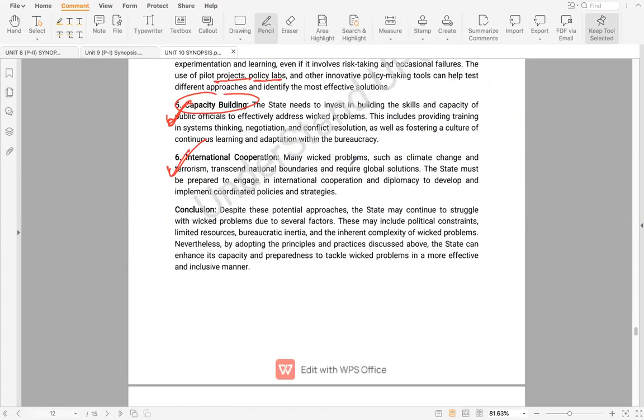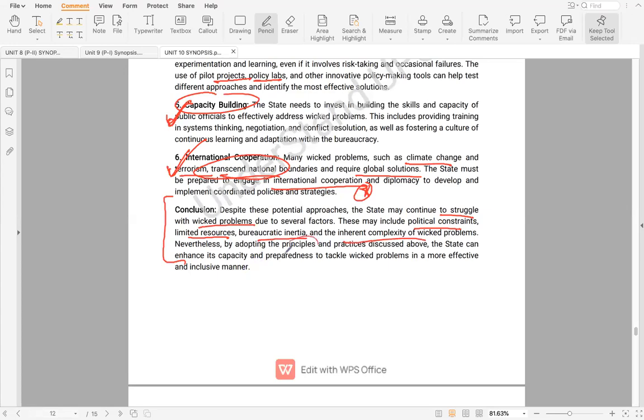Lastly, international cooperation. Many wicked problems such as climate change and terrorism transcend the national boundaries and therefore require global solutions. The state must be prepared to engage in international cooperation and diplomacy to develop and implement coordinated policies and strategies. Conclusion: despite these potential approaches, the state may continue to struggle with wicked problems due to several factors. These may include political constraints, limited resources, bureaucratic inertia, inherent complexity, etc.